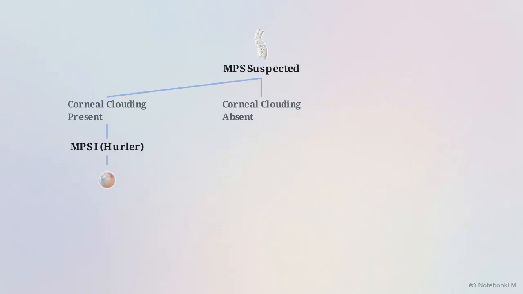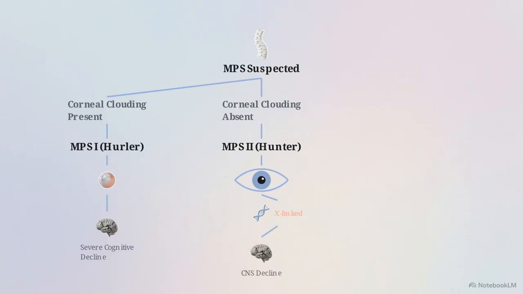This is an autosomal recessive disease marked by severe cognitive decline, coarse facial features, and thick, clouded corneas. The absent pathway points to MPS 2, or Hunter syndrome. Patients with Hunter share the coarse features and skeletal issues, but their corneas remain completely clear. Because Hunter is one of our 3 foundational exceptions, it strictly follows an X-linked inheritance pattern.